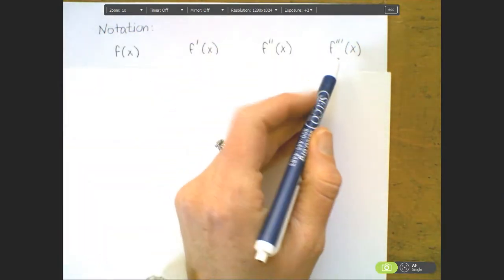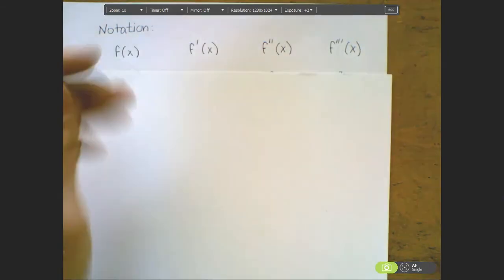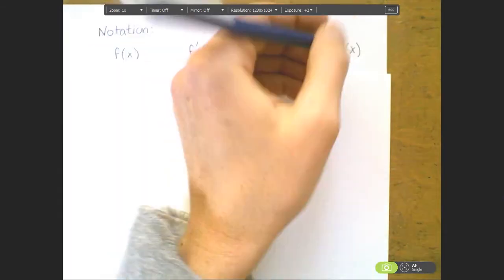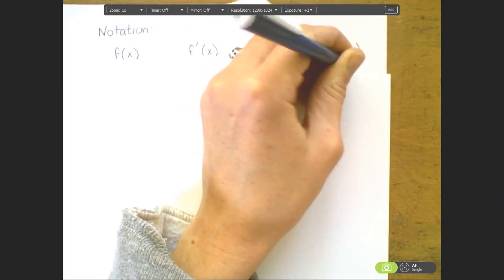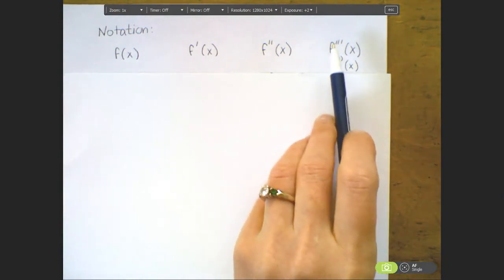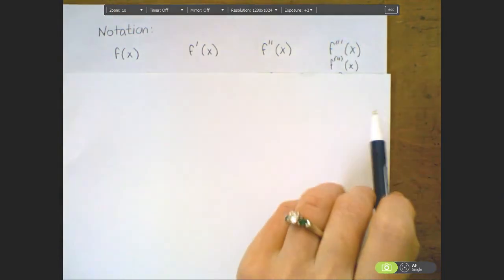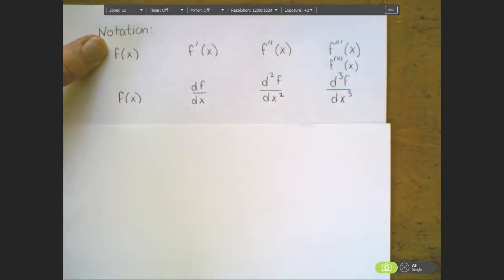After the third one of these, it would get really hard to recognize how many derivatives it is. So for the fourth derivative, I might just write a little 4 up here to mean that I am taking the derivative 4 times, rather than having to write out prime, prime, prime, prime, prime. But let's say I didn't want to use this notation, I wanted to use Leibniz notation.